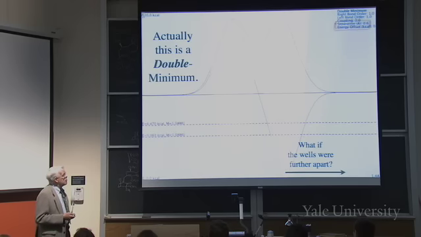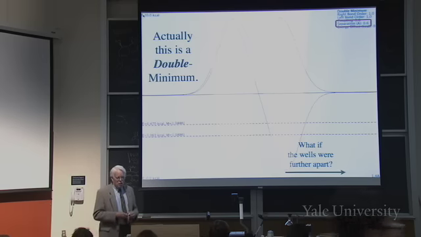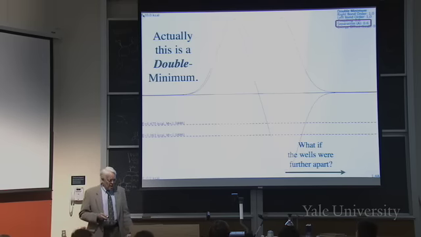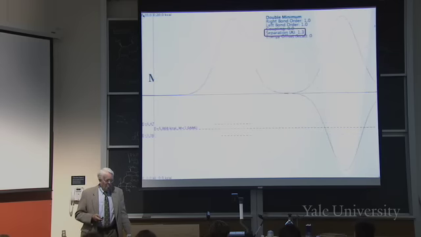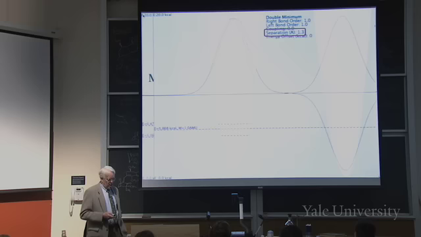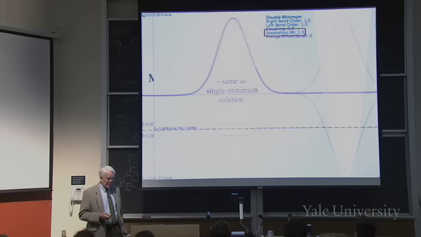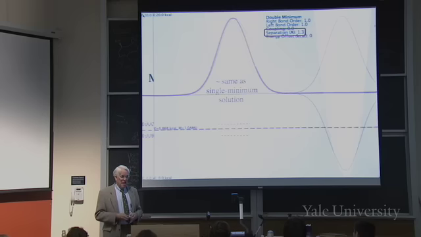Now, what would happen if we moved the wells further apart? Here you see the separation of the two wells is 0.6 angstroms. Suppose we moved it apart to be 1.3 angstroms, right? Now we have blue and red solutions. But now you notice it's the blue solution or the red solution, they're the same on the left. And they're both the same as the single minimum. So if you get the wells far enough apart, they look like single minima with respect to their wave function, okay?